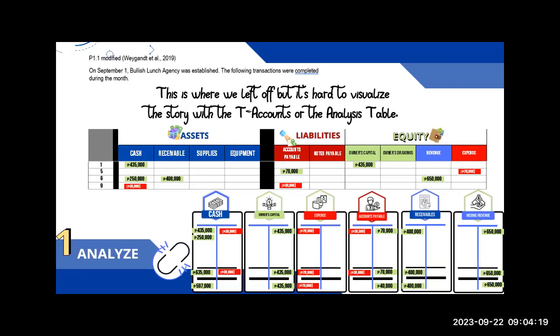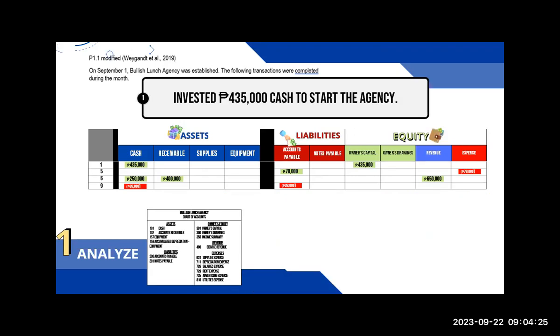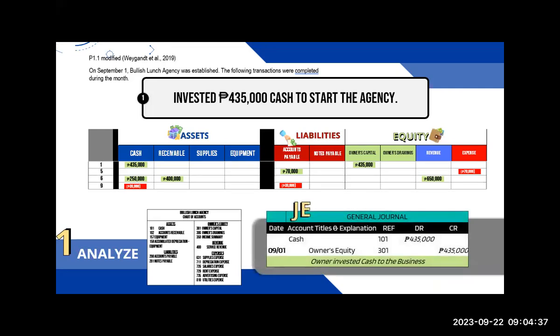So ito yung T accounts natin. This is where we left off, but honestly, medyo intimidating siya, right? So rather than that, let's just make journal entries per account, right? So again, cash, owner's capital. Technically, tumaas si cash, tumaas si owner's capital. So paano yun? Debit, cash of 435,000. Credit, owner's equity of 435,000, right? So debit is equal to credit.